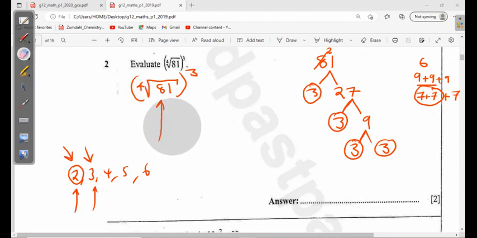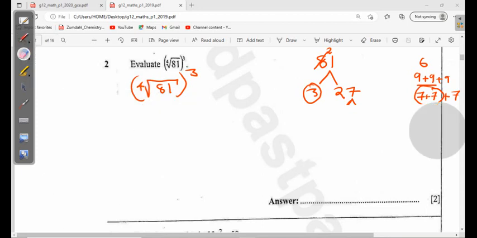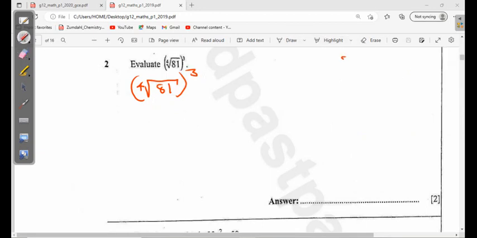Therefore, I can also write this as 81 is the same as 3 to the power 4, meaning that 81 is the same as 3 times 3 times 3 times 3. So I can write this as the fourth root of, where there is 81, I'm going to write 3 to the power 4. And then this is raised to the power 3. So what we are going to see is this fourth root and this power 4, they are going to cancel out. So what we are going to remain with is 3 to the power 3.